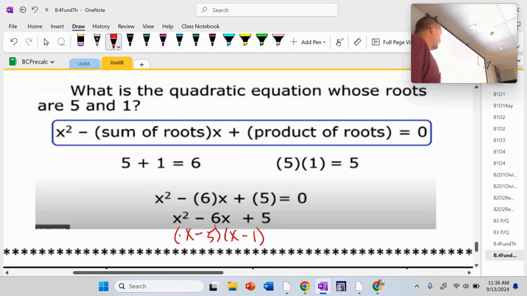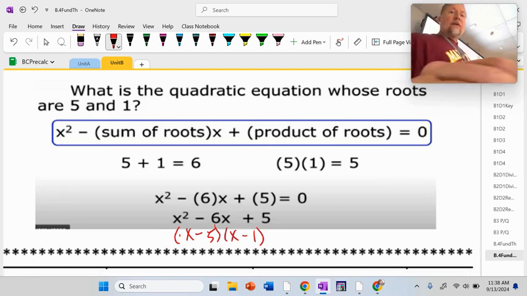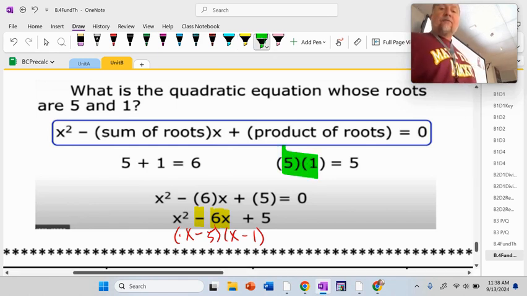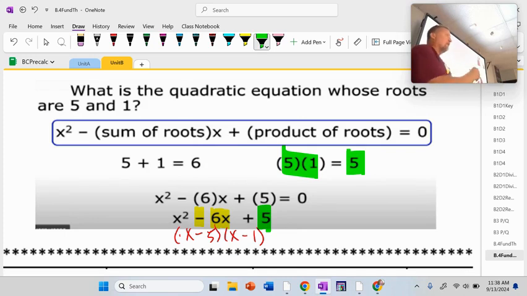Well, look at the two zeros, 5 plus 1. 6 in the middle, but it's the opposite of that sum. And then look at the product of these two zeros. 5 times 1 is 5, and it is the last term in that polynomial. See? So the sum and product, this happens all the time, and we're going to prove it.